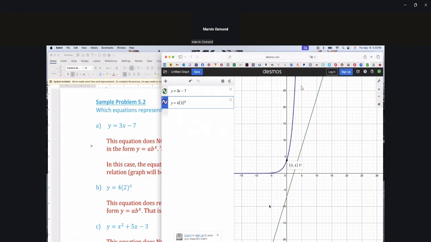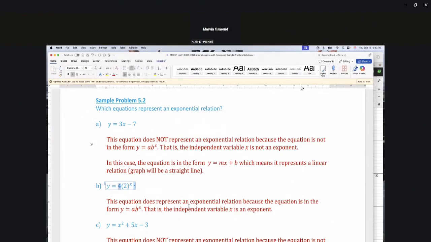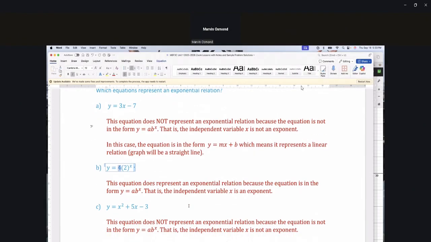So linear, studied last year. This is what we just did this lesson. And the next one is, what happens if we have y equals x squared plus 5x minus 3? Now, it's not of the form y equals a times b to the power x, so there is no x exponent here. So it's not an exponential relation because it's not of this form, y equals a times b to the x.